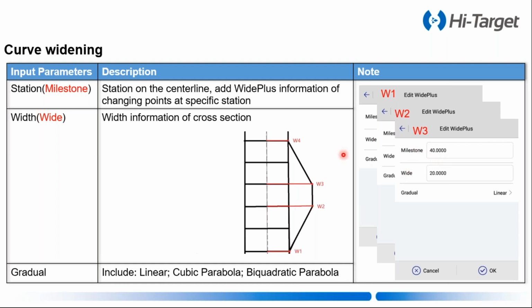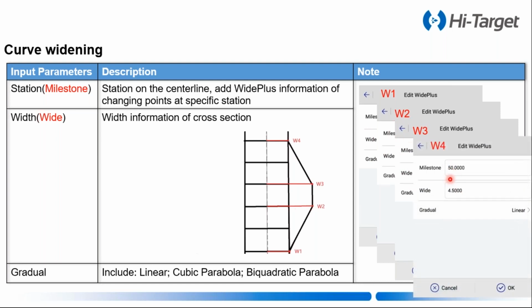W3 is similar with W2. We input these parameters, and then for the last point is the W4. We also need to input the station and the width. You can see in the W4, the width comes to normal, 4.5 meters here.